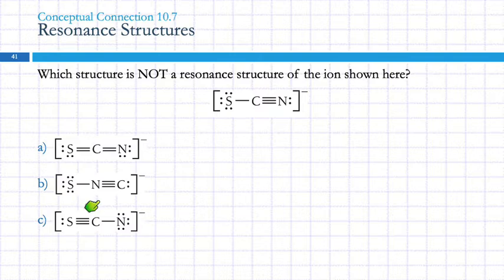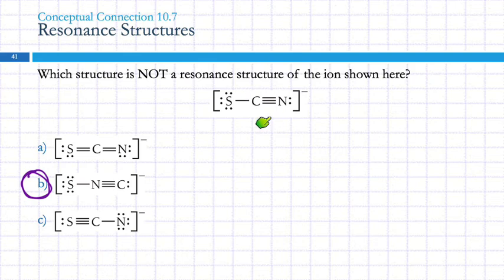So do you see what's happening here in B? Nitrogen's in the middle, right? So we can't go between these 2 just by shifting electrons around. This would involve breaking bonds and remaking bonds. This is actually a completely different compound. So resonance structures are going to be different only in where the multiple bonds are. So this is not a resonance structure.